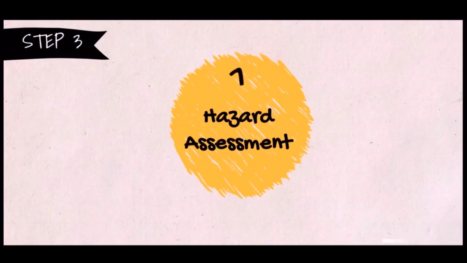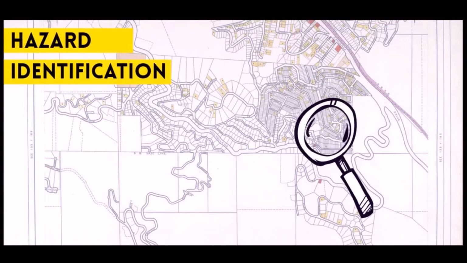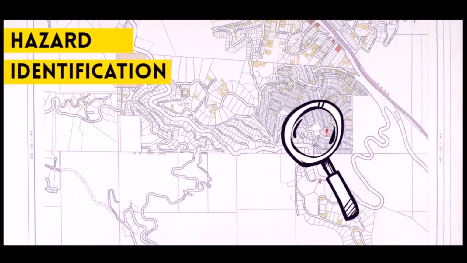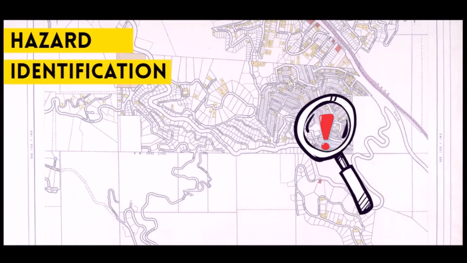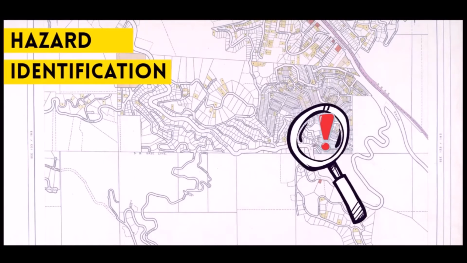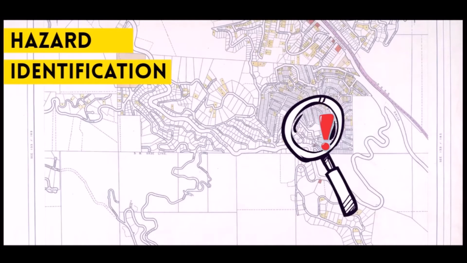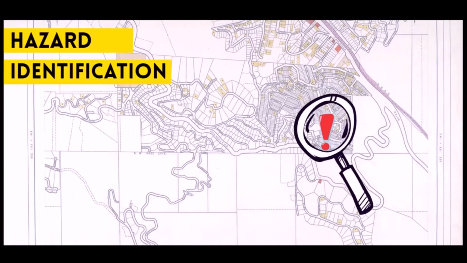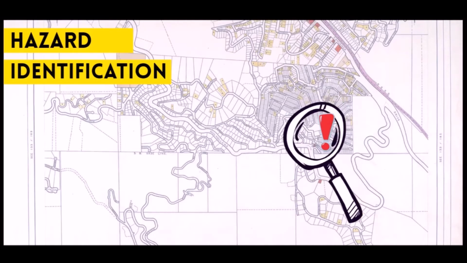We start with hazard assessment. How do we identify the hazards in a city? We need to identify hazards in terms of the type of hazards which are occurring in the city. The assessment has to be done through identification of all the hazards which are present in the city.